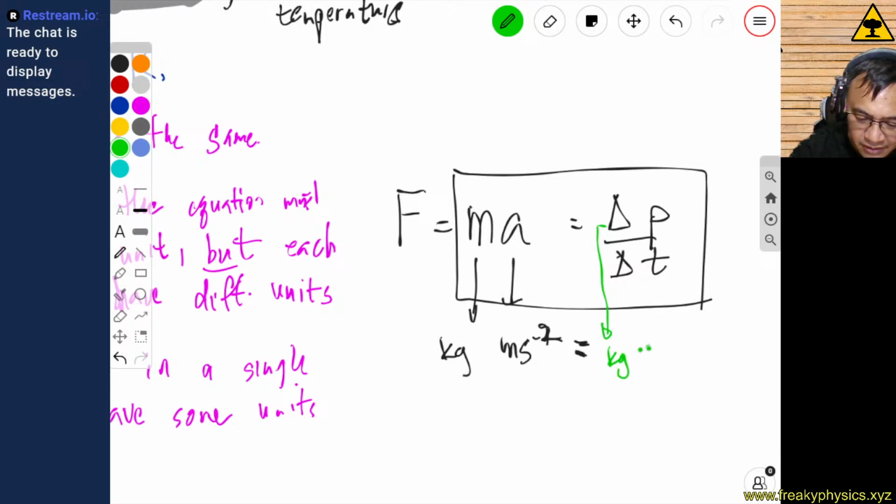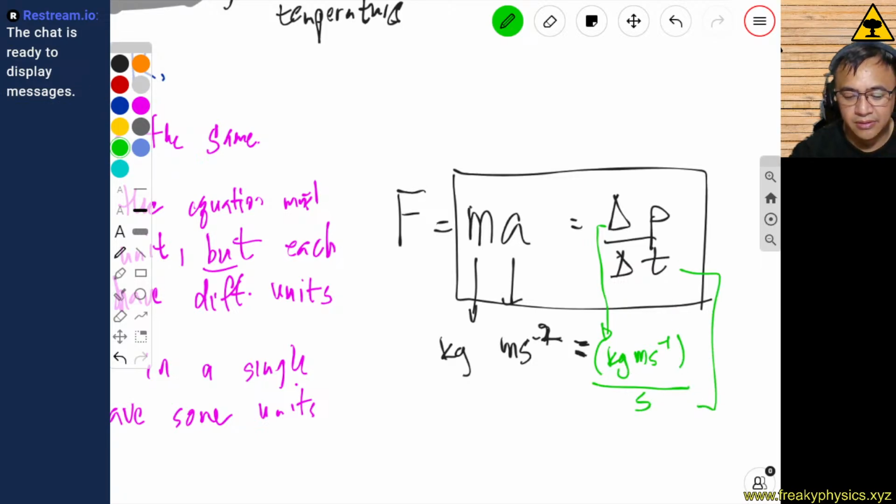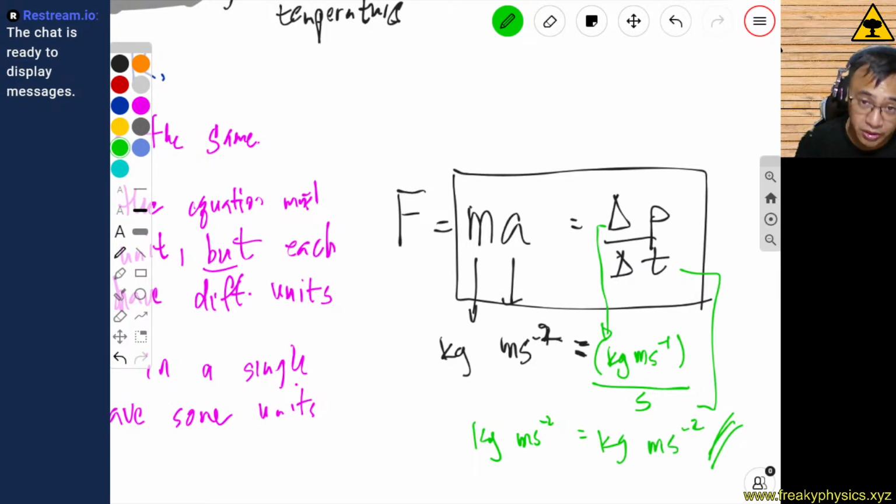This is kilogram meter per second, and I'm going to divide that by second, which gives us kilogram meter per second squared on the left side, and the same thing, kilogram meter per second squared on the right side. Homogeneous units, it works. If the units don't cancel out like this, or they're not identical like this, then something's wrong with the equation.